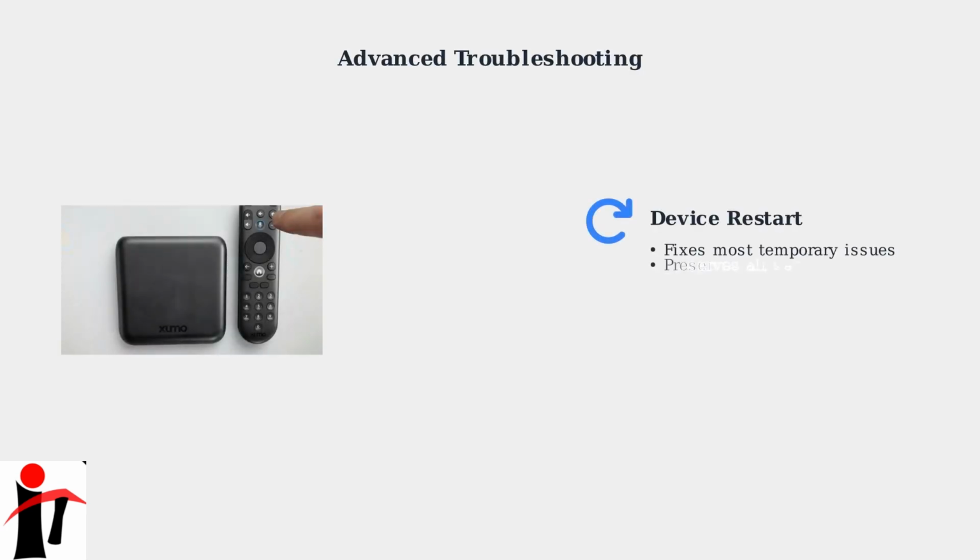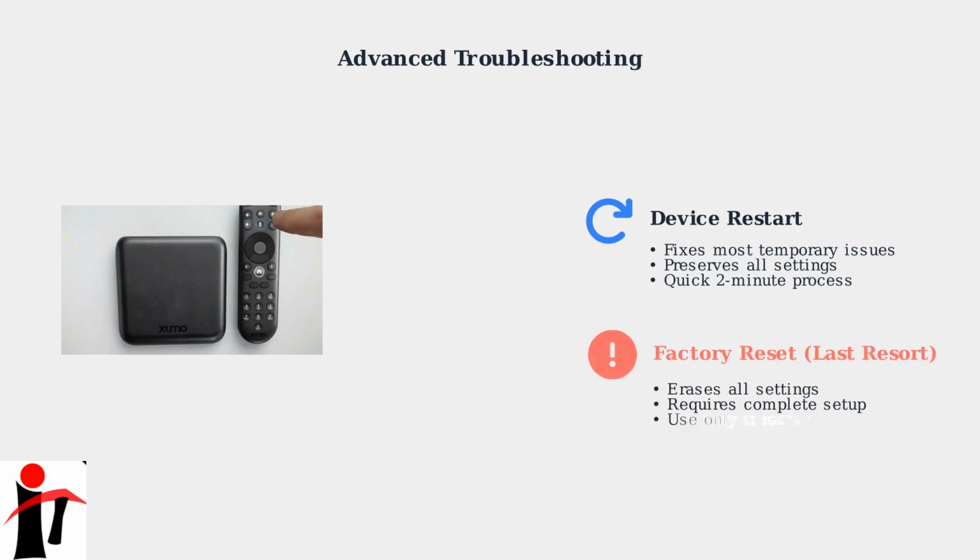If problems persist after reinstalling the app, restart your Xumo Stream box. As a last resort, you can perform a factory reset, though this will erase all your settings. Following these troubleshooting steps in order will resolve most STARZ access issues on your Xumo device. Start with subscription verification, then try app reinstallation, and only use device restart or factory reset if necessary.